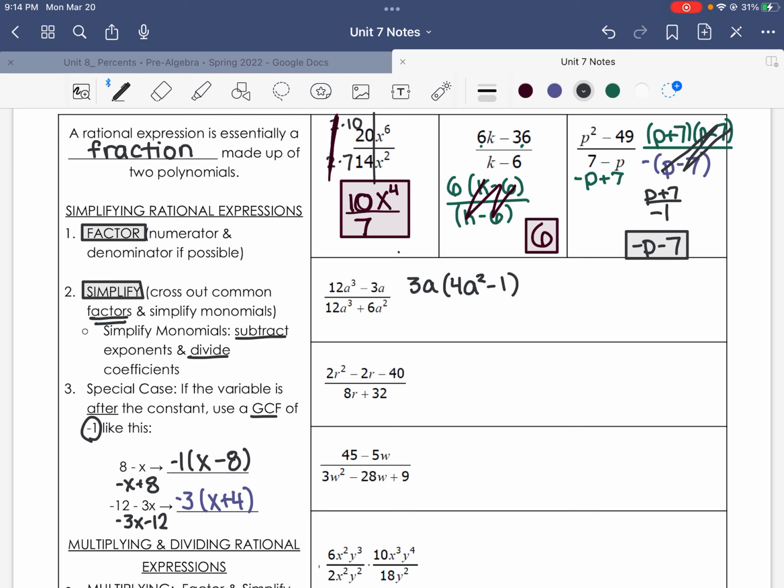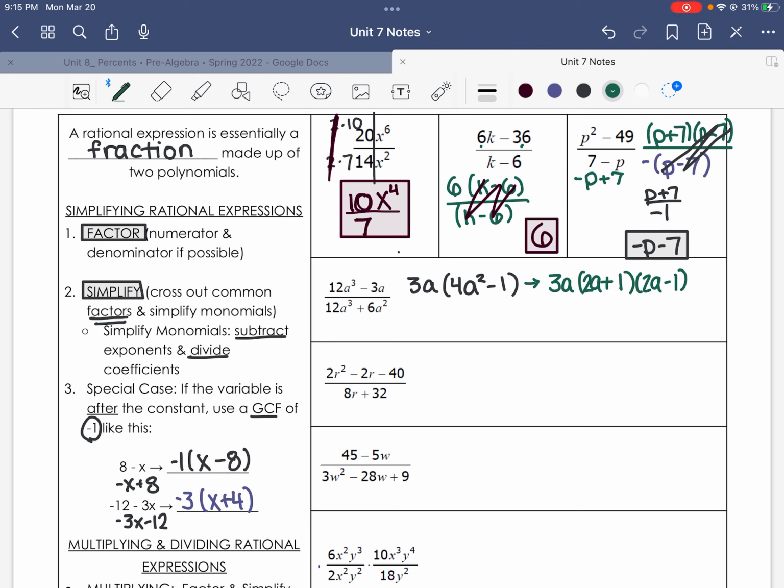Then, before I even move to the bottom, I have an a squared inside the parentheses, and that almost always means I can keep moving. Those are both perfect squares. 4 and 1 are both perfect squares. So what that means is I keep the 3a out front, but I go ahead and do the square root. The square root of 4a squared is 2a, and the square root of 1 is 1. Plus 1, minus 1.